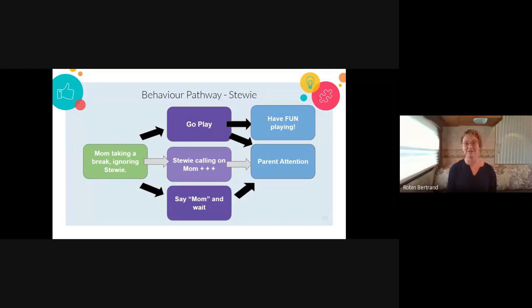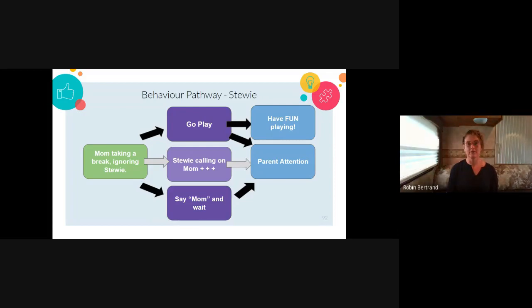Stewie was nagging for his mom's attention, and she eventually caved in and turned to him and said, "What?" We thought the probable function of Stewie's nagging could be attention from mom. So up here in our chart, we have the ABCs in the middle column that describe what we saw in that video clip. So mom taking a break and ignoring Stewie, Stewie calling on mom lots and lots and lots, and eventually parent attention as a consequence for Stewie calling on mom.